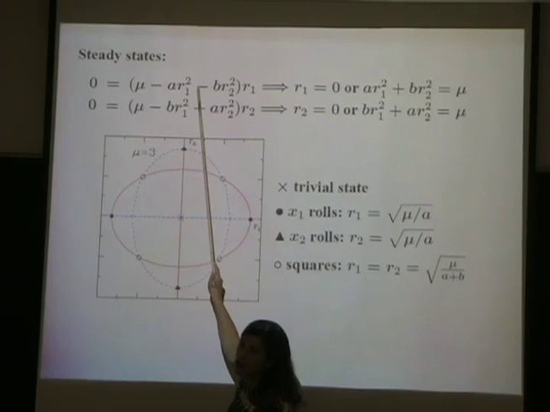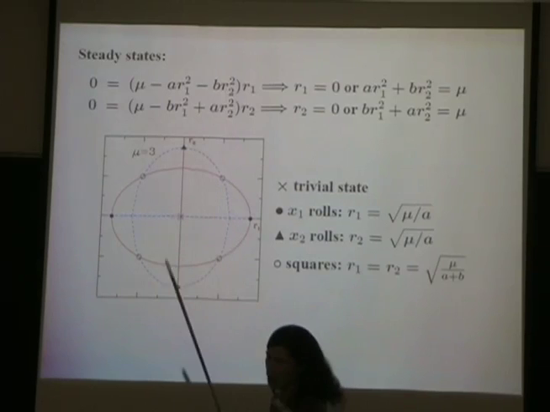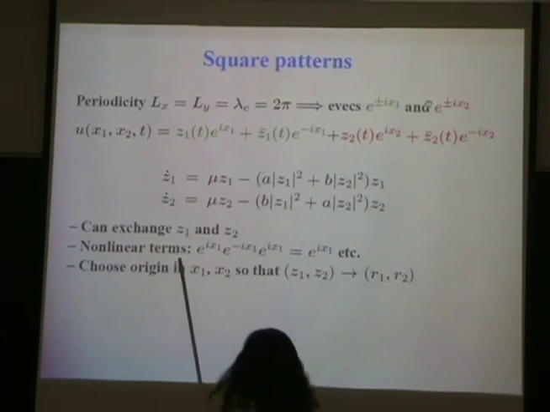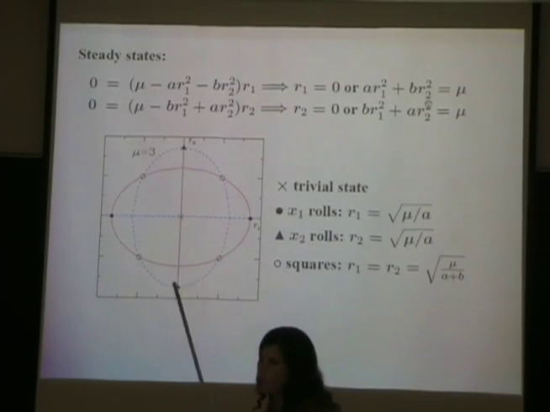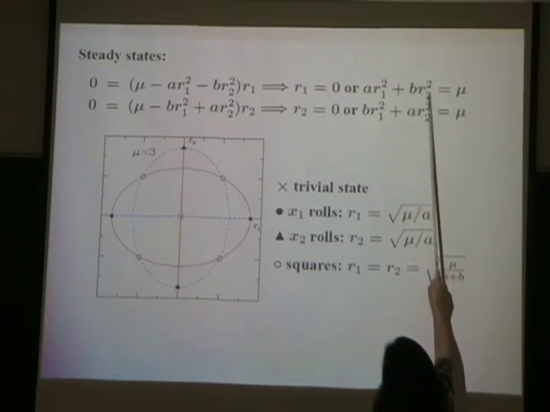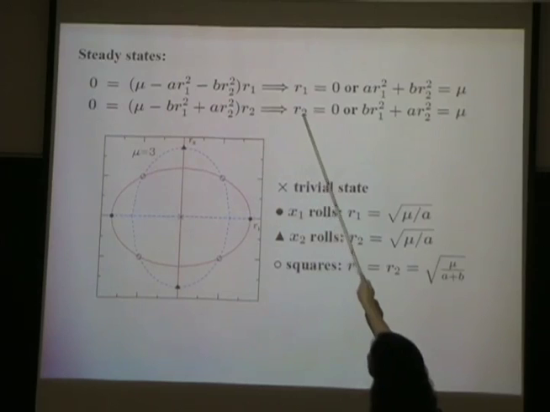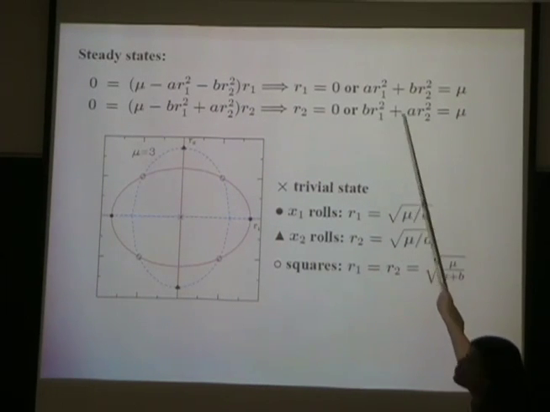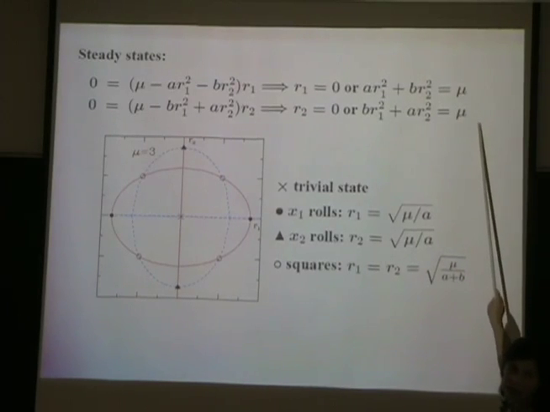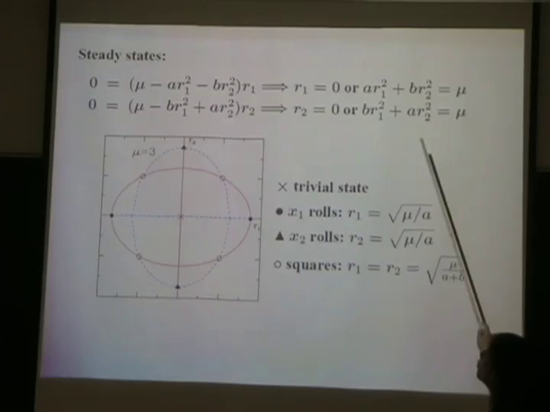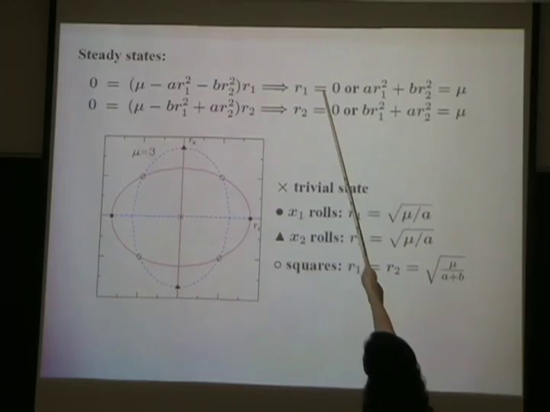R1 is the magnitude of Z1? Yes, R1 is the magnitude of Z1. So either R1 is 0 or R1, R2 lie on this ellipse. And to satisfy the second equation, either R2 is 0 or R1, R2 lie on this different ellipse. Naturally, these ellipses are empty for mu negative. So for mu negative, you have no choice. The only way to satisfy these is to have R1 equals 0, R2 equals 0.